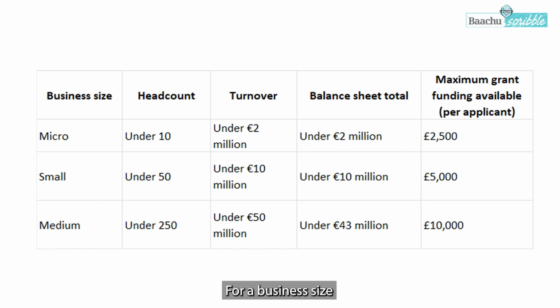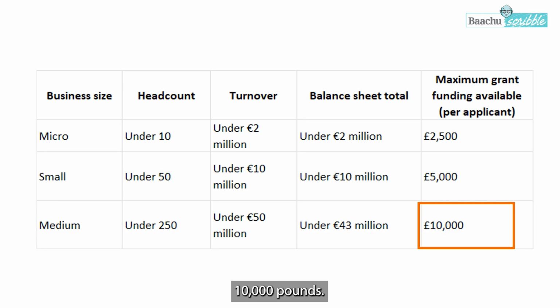For a business size classified as medium, the headcount is under 250, the turnover is under £50 million, and the balance sheet total is under £43 million. The maximum grant funding available per applicant is £10,000.